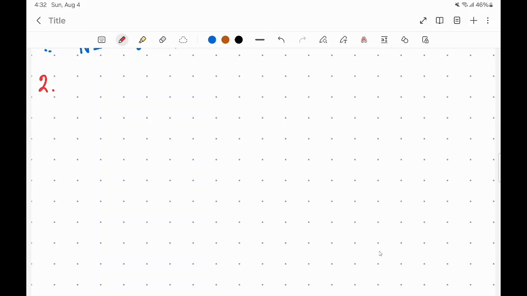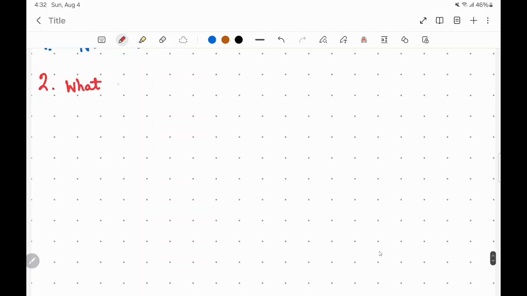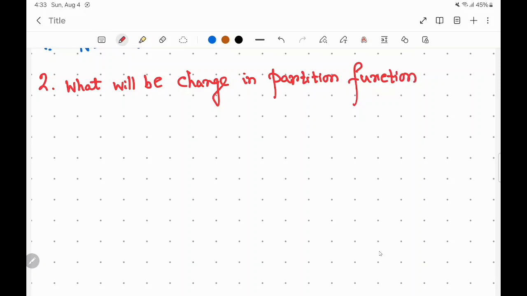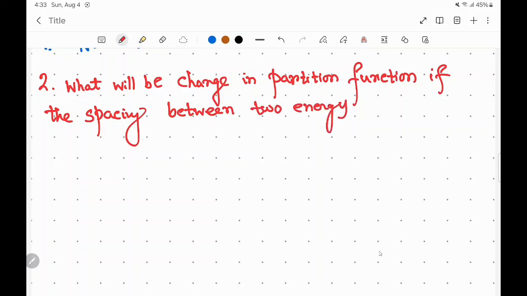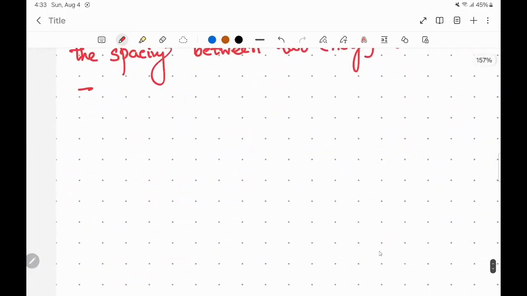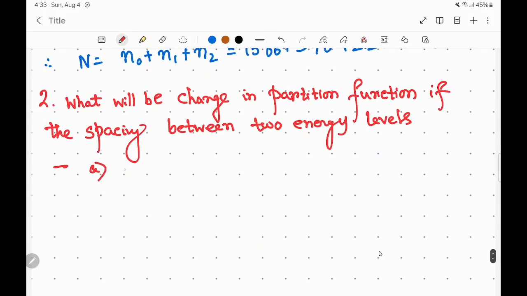Okay. So now question number two. What will be the change in partition function if the spacing between two energy levels, or two successive energy levels, first is doubles, halves? Okay. So this is a very straightforward question.